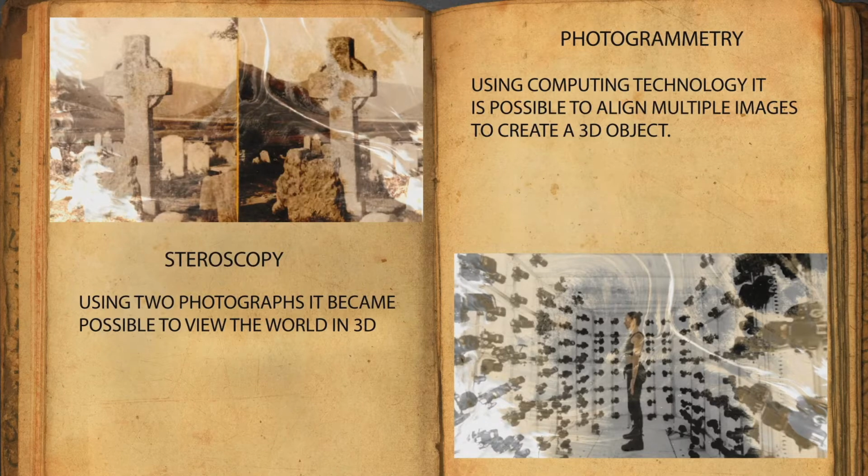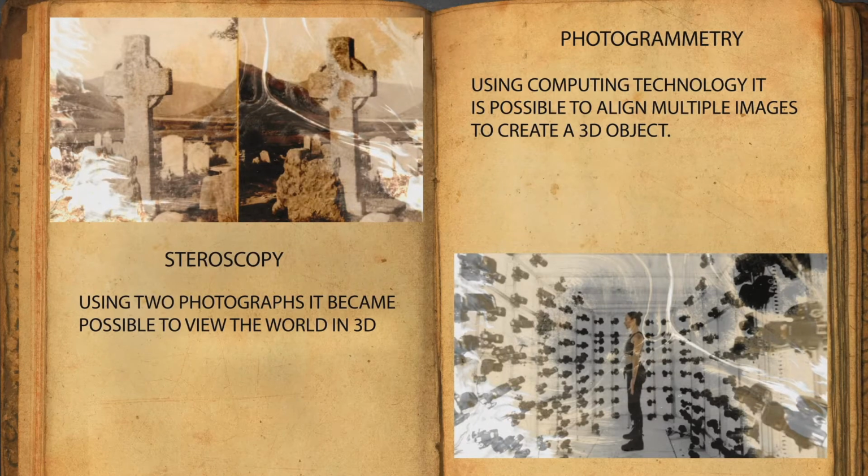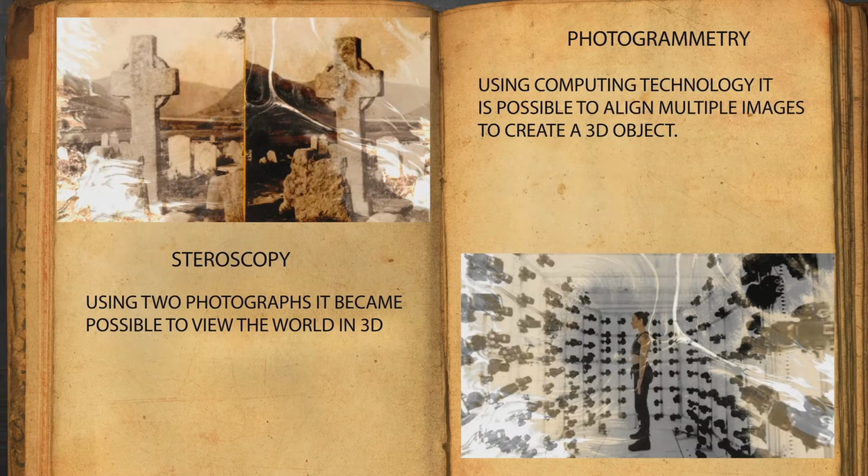By the 1980s and up through the 90s and into the noughties, computer technology is gaining popularity and gaining more power, and it's now possible to align multiple images to create 3D objects using computers.